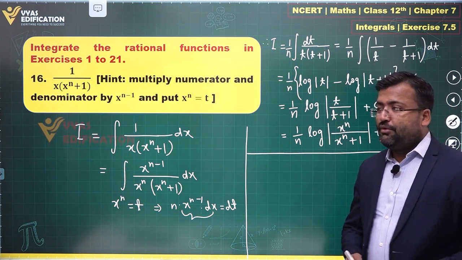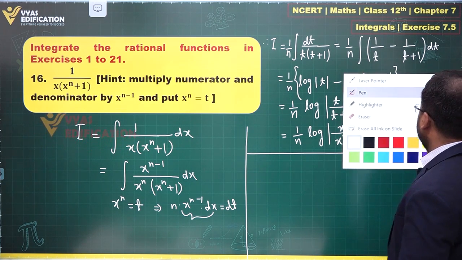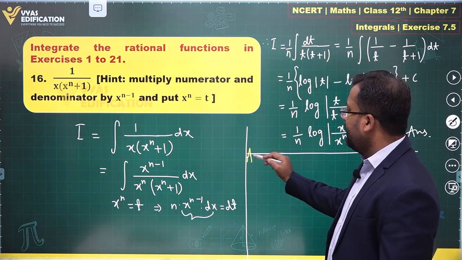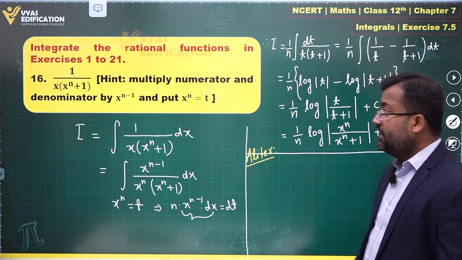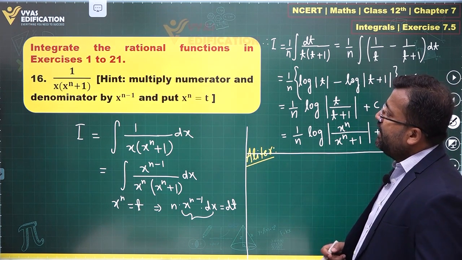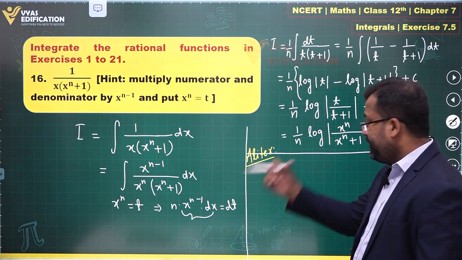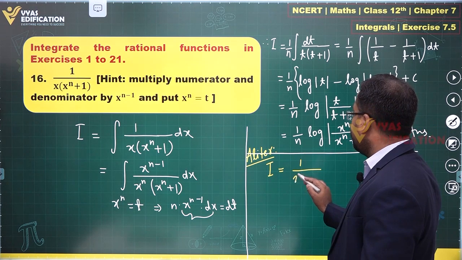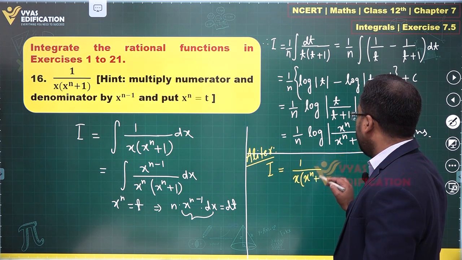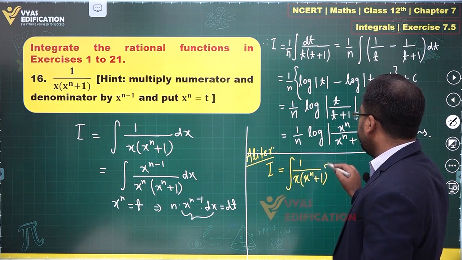But is this the only approach? No, there's one more approach. Let's take a look at an alternative approach over here. And what is that approach? I want to integrate 1 upon x times x power n plus 1, integral with respect to x.